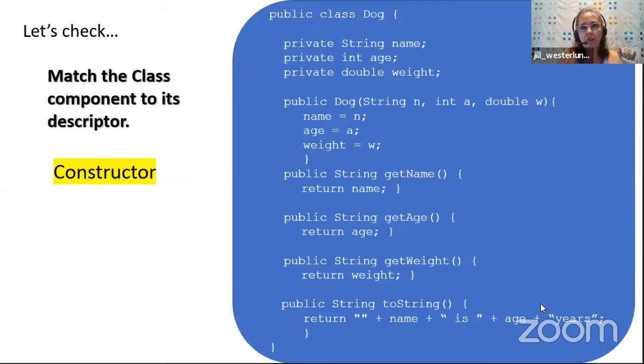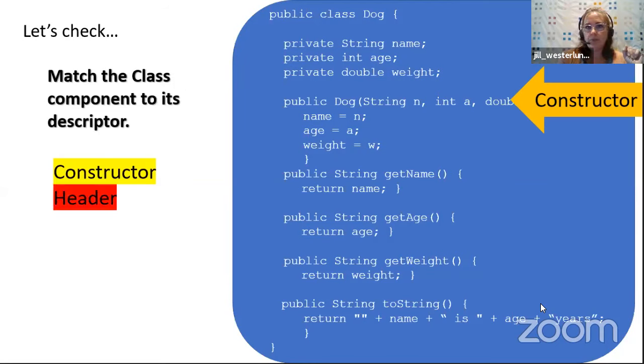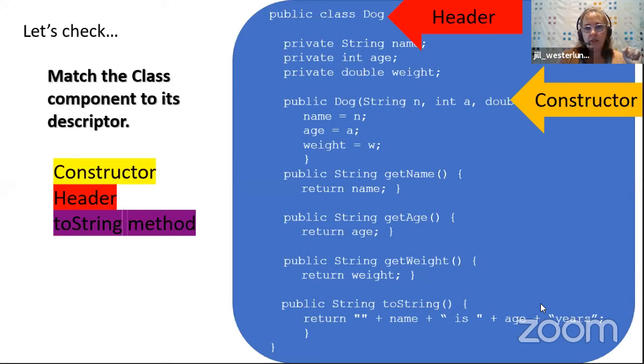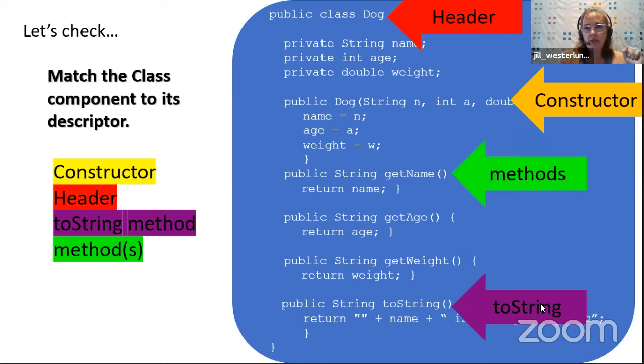So which one's the constructor? Yellow. Header, the red arrow. ToString, that one you shouldn't have missed. It's all toString. Method, got 3 there. Private instance variables, 3 of those, right up under the header. So I hope you got those perfect.